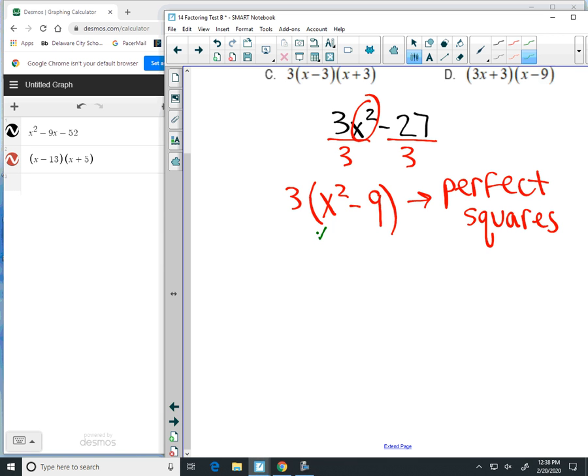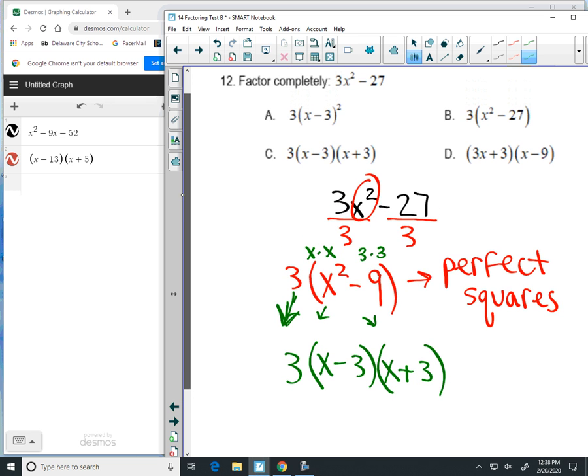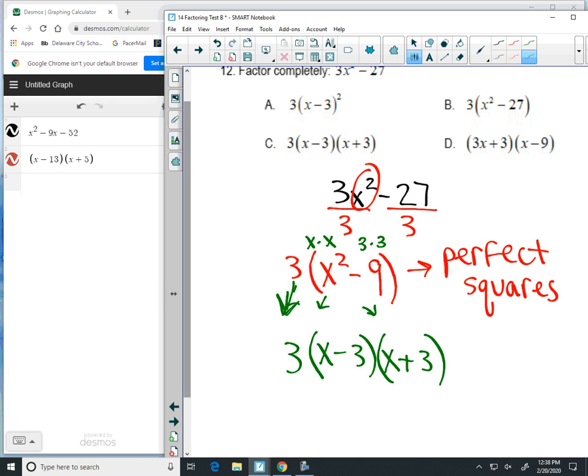So now I'm going to split x squared minus 9 into two sets of parentheses. I'm going to keep that 3 out front. And what am I going to split x squared into? X and x. And what am I going to split 9 into? 3 and 3. So here's my minus 3, and here's my plus 3. Does that match any of your options? Yep, it sure does. Letter C.